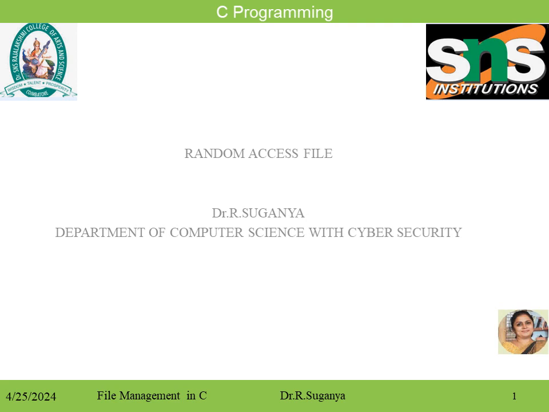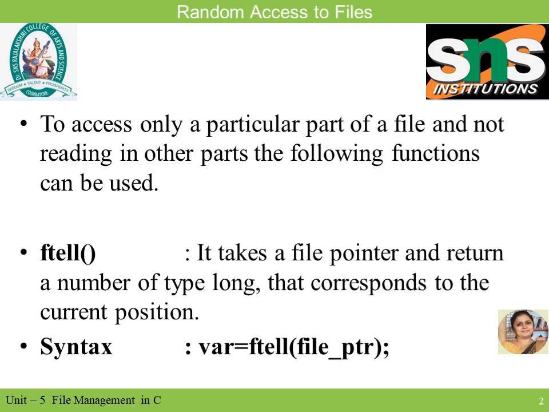Today we are going to see about random access file. To access only a particular part of a file and not read the other parts, the following functions can be used. ftell is a function name. It takes a file pointer and returns a number of type long that corresponds to the current position. Syntax: variable equal to ftell of file pointer.